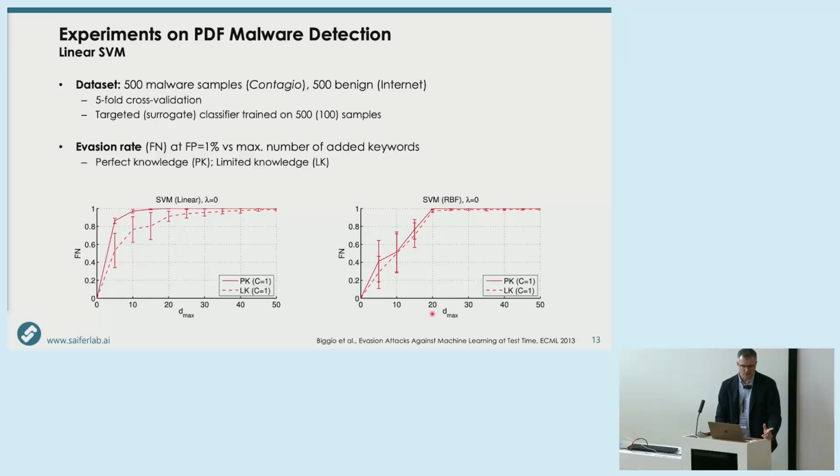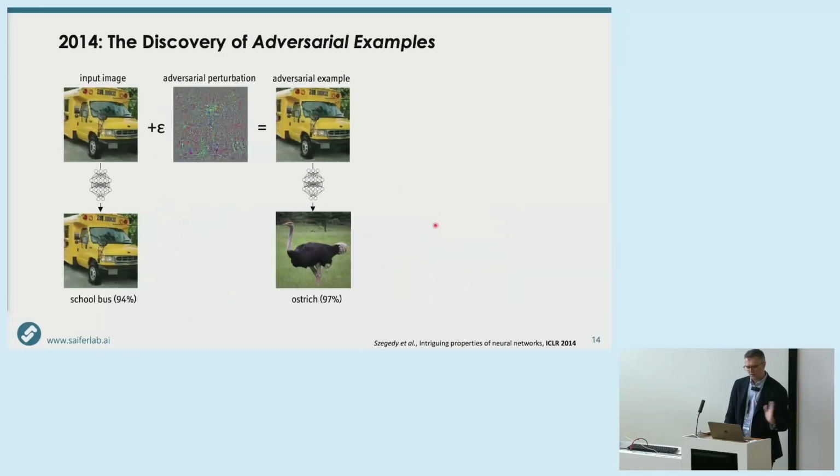It costs a bit more, like I have to inject 20 keywords. But at the end of the day, I get 100% evasion rate. Okay, so it's still doable. Okay, that was before 2014.